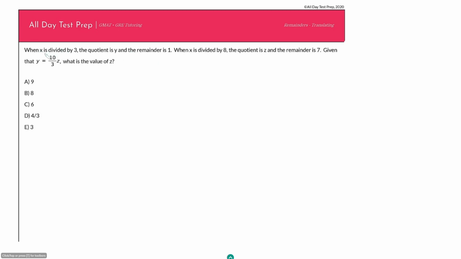And so if I were to translate each of these statements into an equation, when x is divided by 3, that means x is equal to 3 times our quotient plus 1. And then we have a second equation here. When x is divided by 8, the quotient is z and the remainder is 7. And so this one is telling us that x is equal to 8 times our quotient z plus 7. So now we have two equations, both in terms of x, and therefore we should be able to set those equations equal to each other.